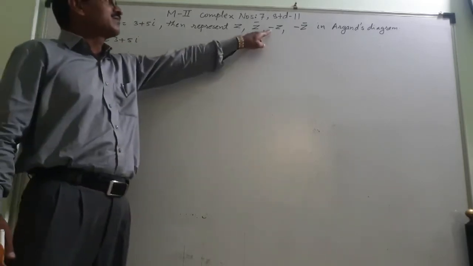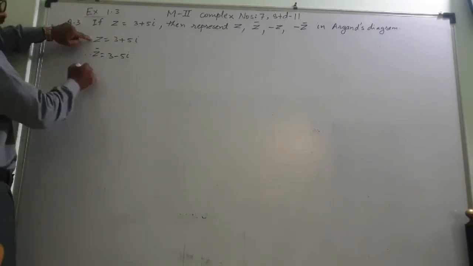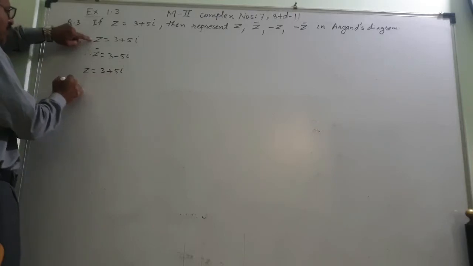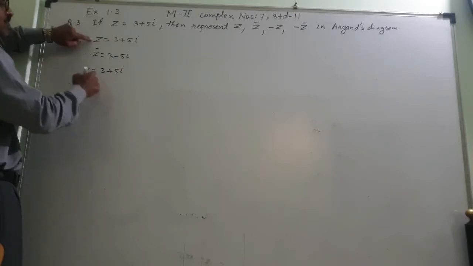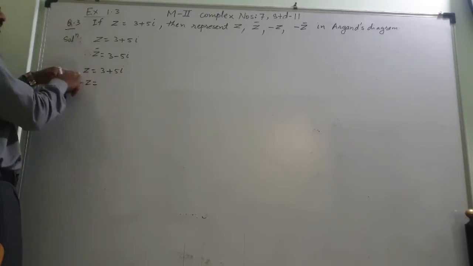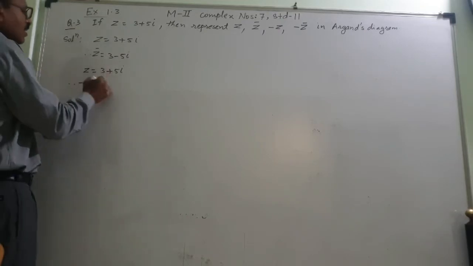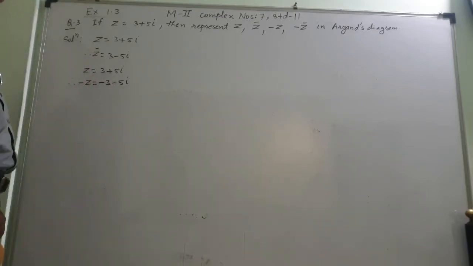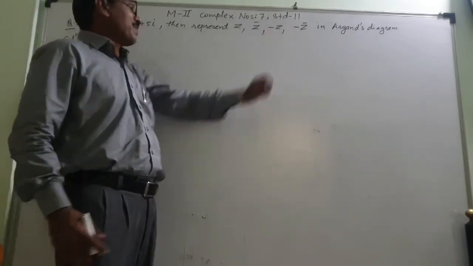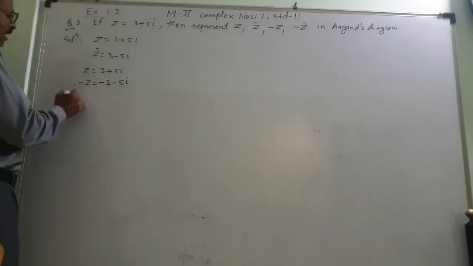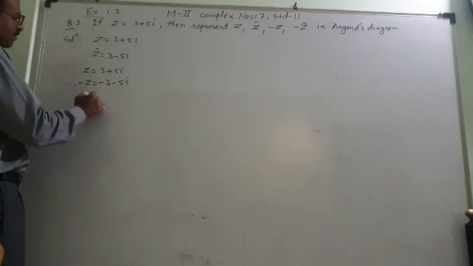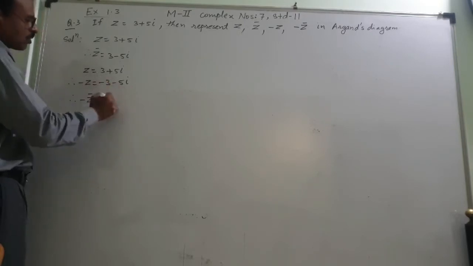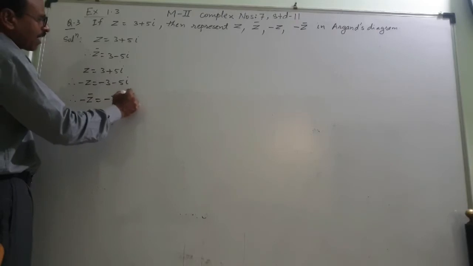Now minus z means this. So I will take z is equal to 3 plus 5i. Therefore, minus z is equal to, change the signs of this, I have made minus. So I will make this minus. So minus 3 minus 5i. Now minus z bar of this bar. Therefore, minus z bar is equal to, I will change this sign, not this sign. So minus 3 plus 5i.